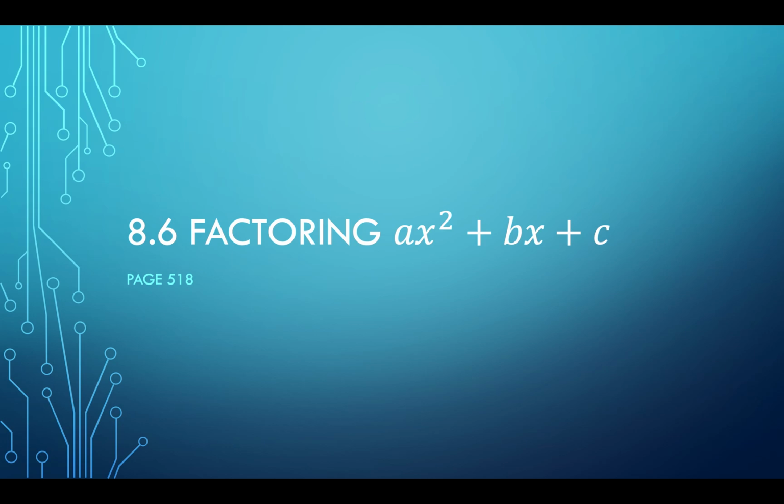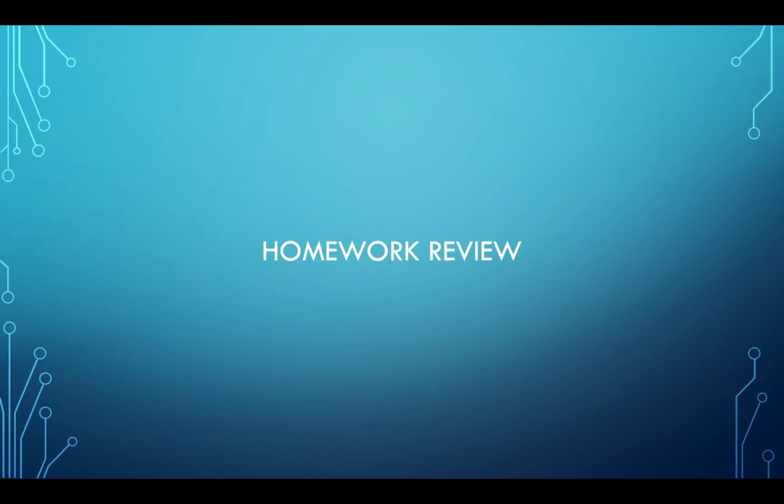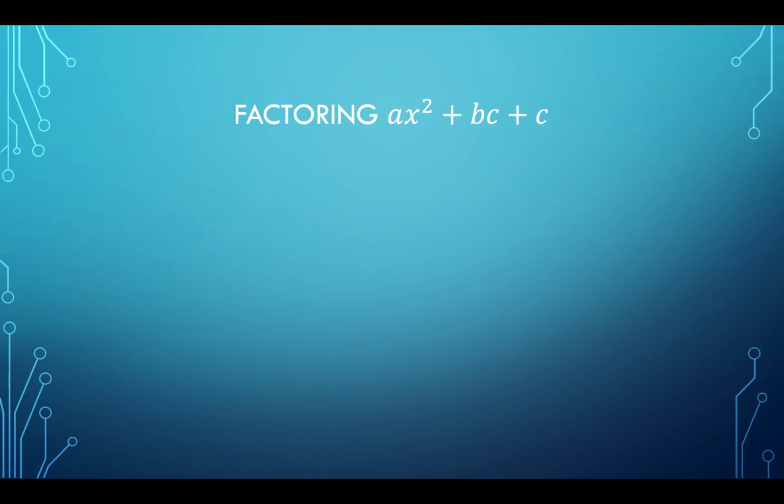So now we're going to be working with 8.6, factoring in the form of ax squared plus bx plus c. We're on page 518 in the textbook. And as a little reminder, a, b, and c represent numbers. So we already did our homework review.